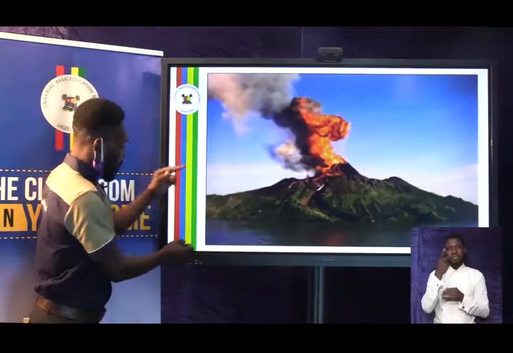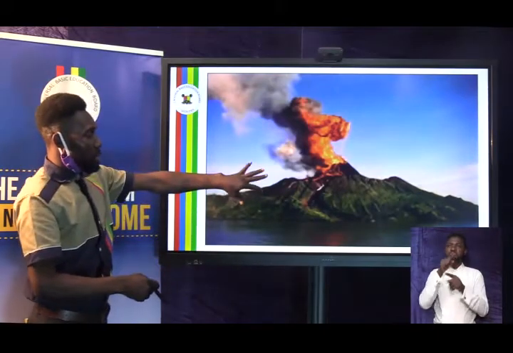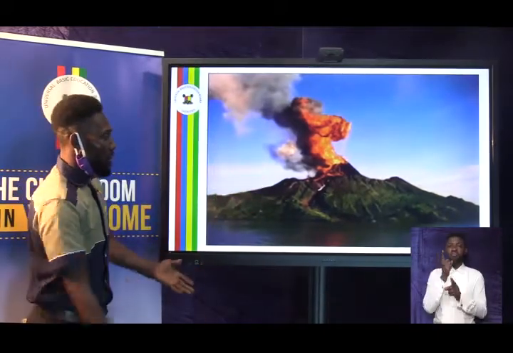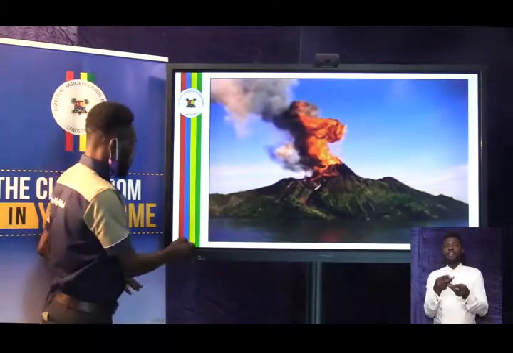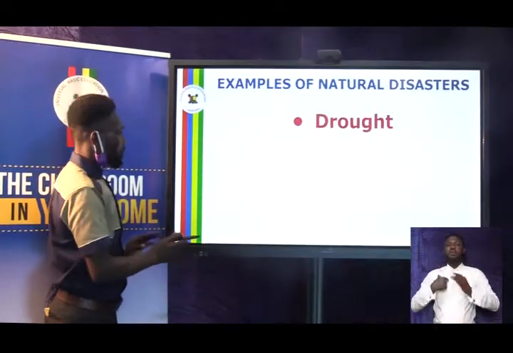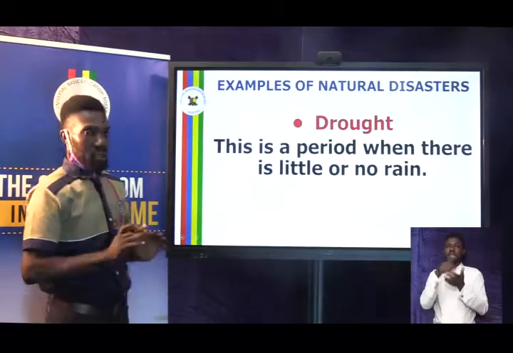Good. You can see what we are talking about here. Nobody set this place ablaze, and you saw fire just coming out from the ground. So it's a natural disaster. We pray we don't have it in this country.